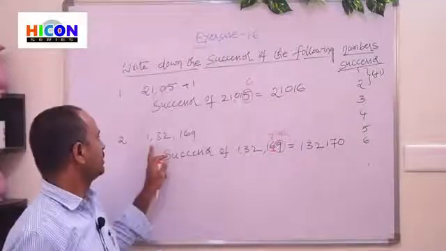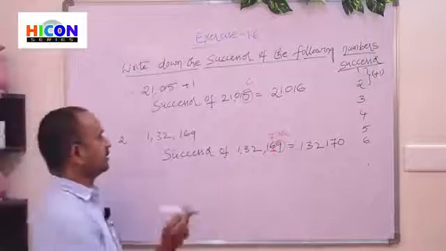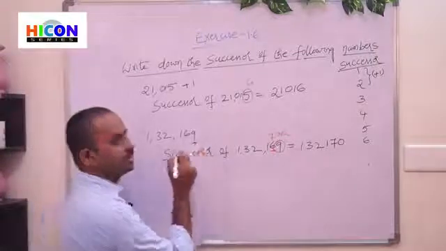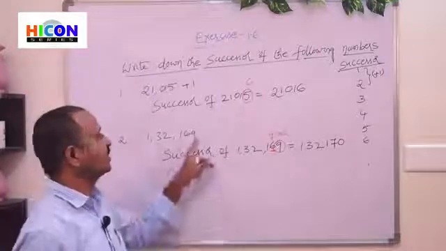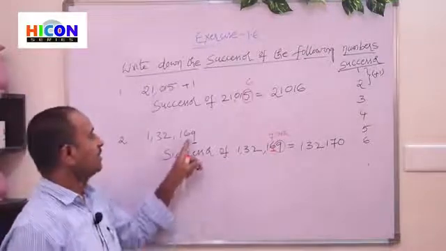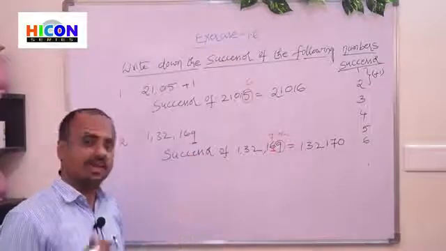In this way, the successor of 1,32,169. Here the digit present in the ones place is 9. So if we increase the digit present in the ones place, here the 9 is present in the ones place, so after 9 we will get 10.